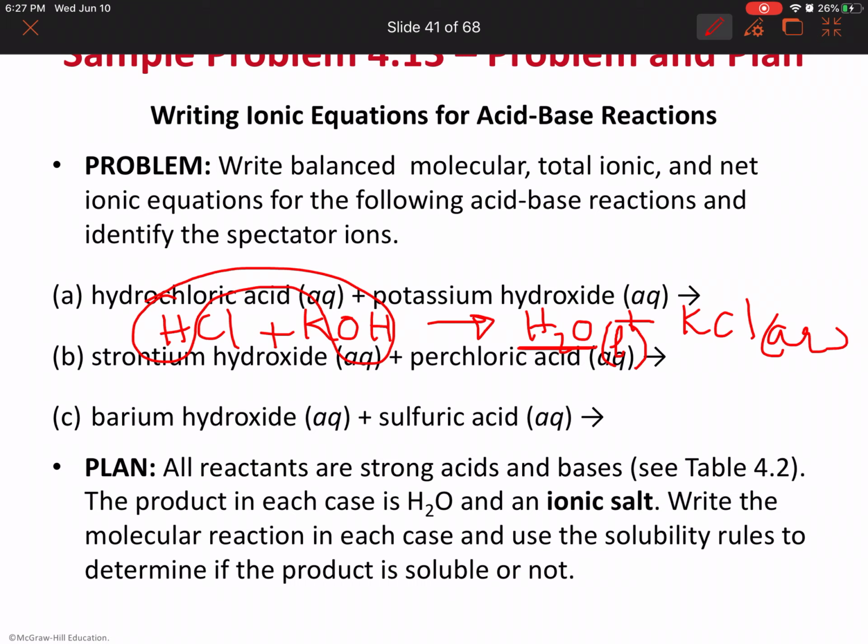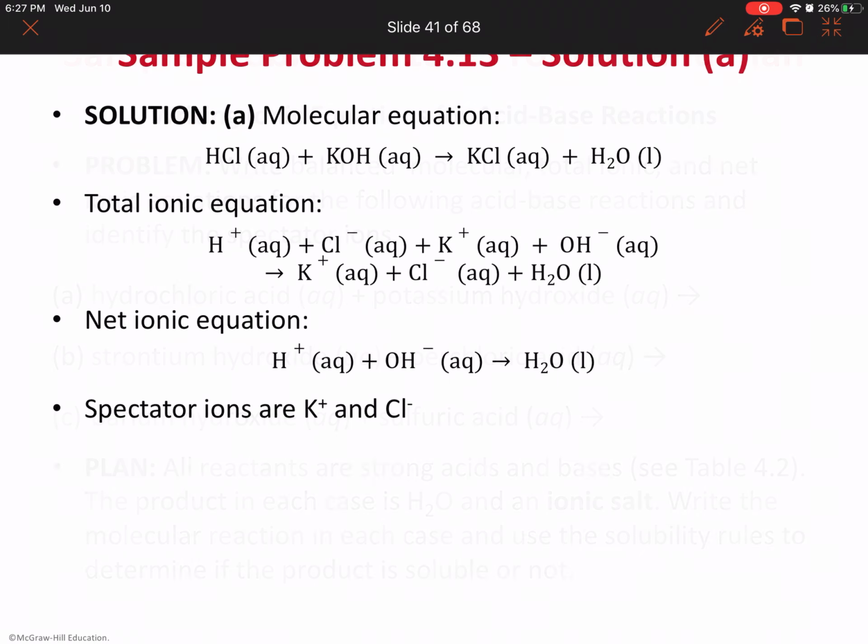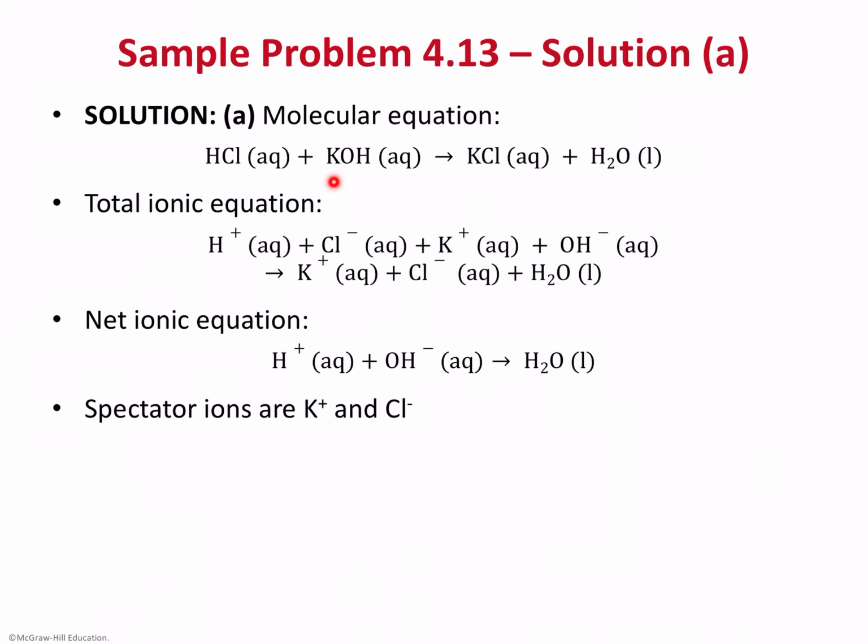Okay, so let's see how to write the total ionic equation for this. The molecular equation is hydrochloric acid and KOH, giving potassium chloride and liquid water. The total ionic equation would have hydrochloric acid completely dissociate into ions because it's a strong acid. Potassium hydroxide completely dissociates into ions, K plus and OH minus, because it's a strong base.